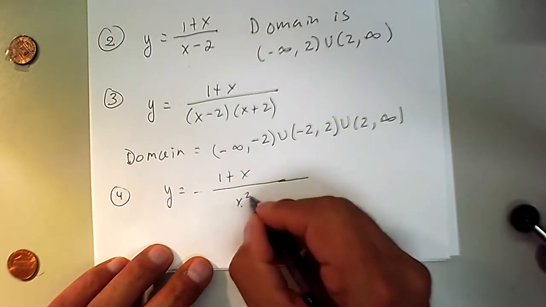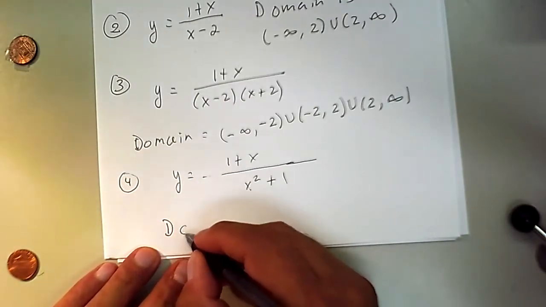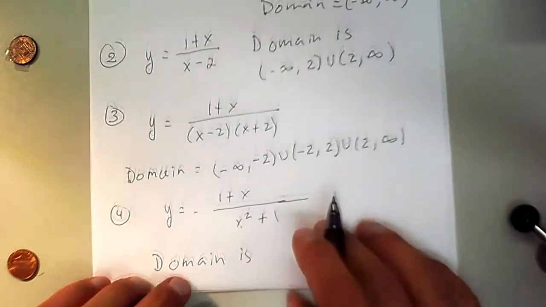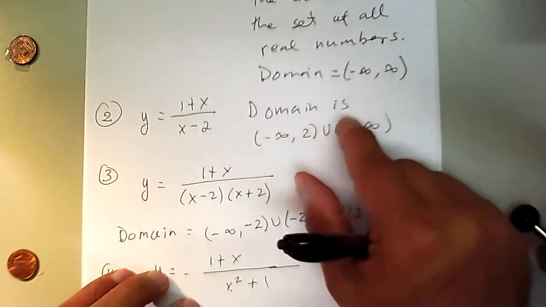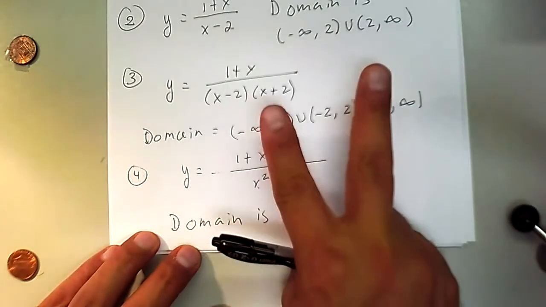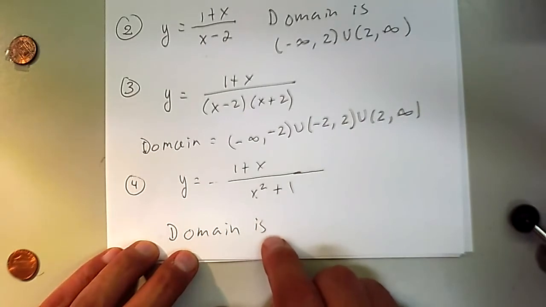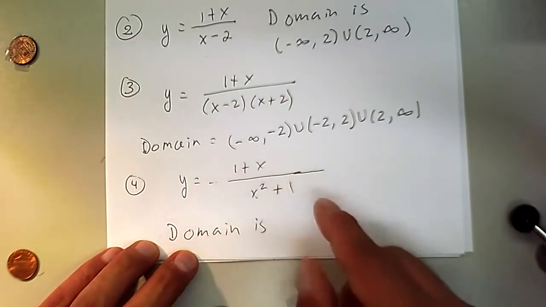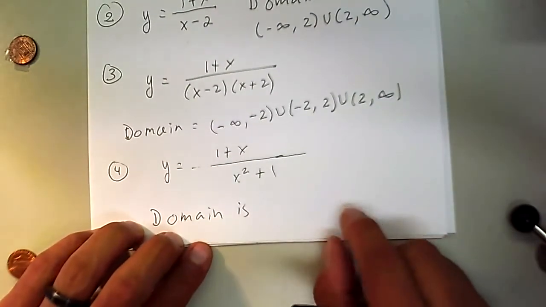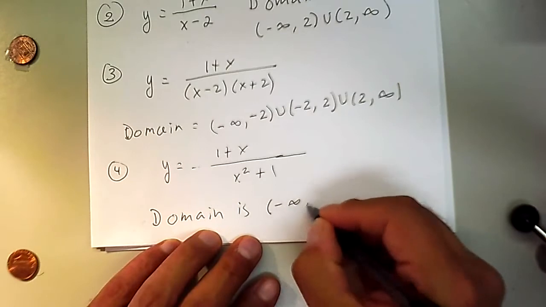Now, if we have x squared plus 1 in the denominator, let me first tell you what the domain is and then explain why. So the domain of this function, again, notice that I'm using equal or is, but not both. We have to use one or the other, but not both. If you put equals is, that doesn't make sense grammatically. So we have to be careful with the way we write our solutions. Anyway, it is from negative infinity to infinity.